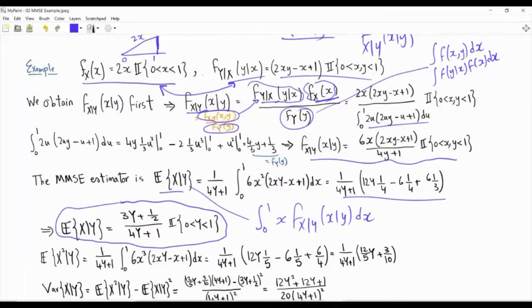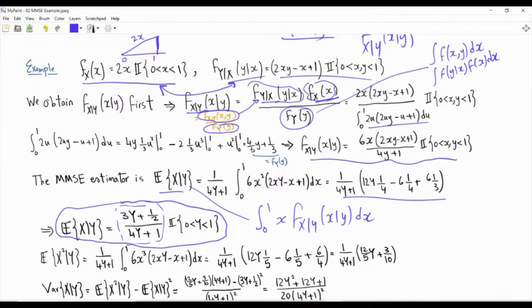So you go and measure y, and then you ask yourself, what is my best guess for x? Again, best in what sense? In the sense of minimizing the mean squared error. Then you take your observation and plug it in this function, 3 times y plus 1/2 over 4y plus 1, and you get your MMSE estimate.